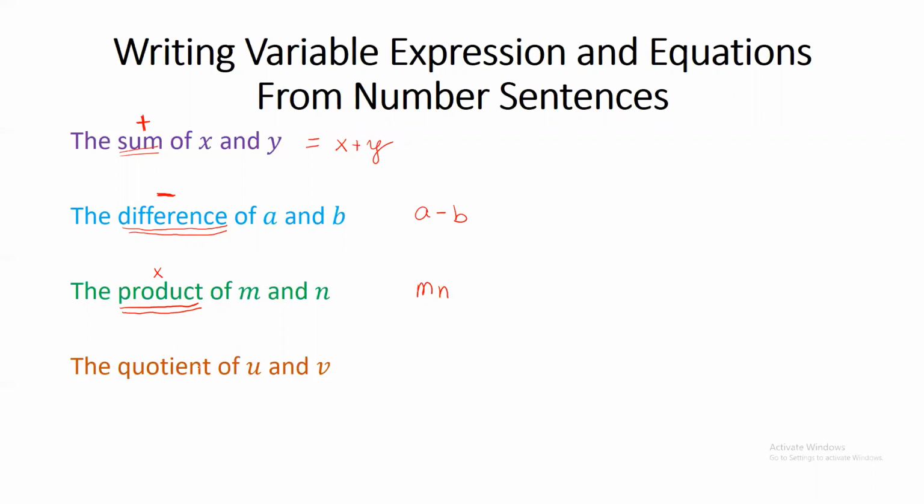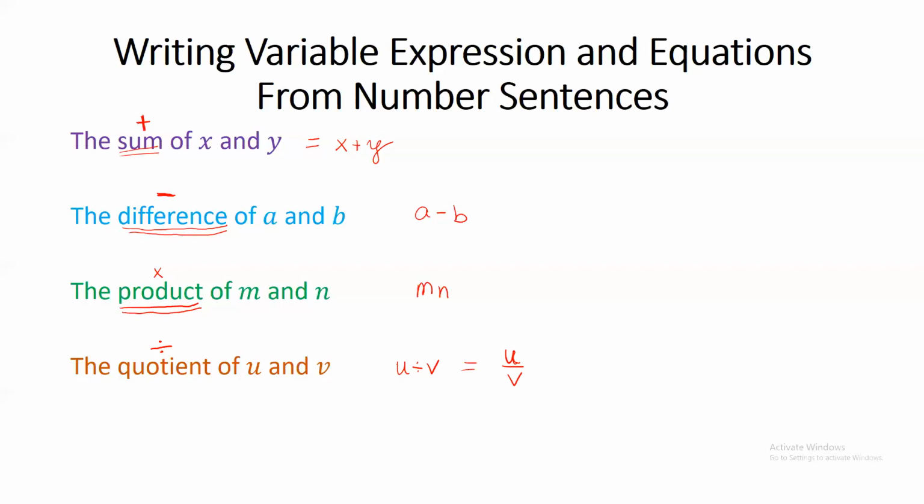Finally, the quotient of u and v. Quotient is the result of division. And just like in all the previous cases, the order matters. So what we want to say is u divided by v, or if we use algebra notation, we would write it as a fraction, u over v. Remember, u came first, so u goes on top. So those are four key important words: sum, difference, product, and quotient, results of adding, subtracting, multiplying, and dividing.